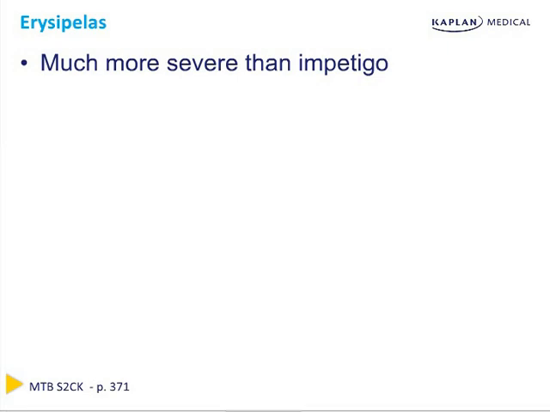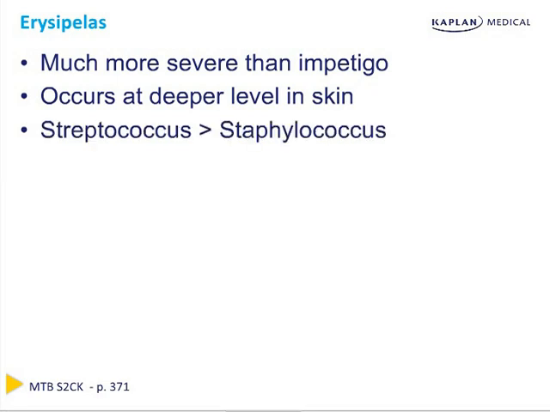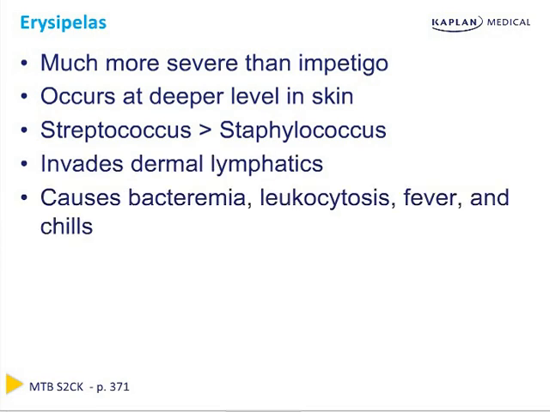Erysipelas is deeper. It's into the dermis and the epidermis. It's more severe because it's deeper. It goes into that dermis. Now, it's still streptococci and staphylococci, but erysipelas is particularly more streptococcus. The streptococcus on the skin is strep pyogenes, group A beta hemolytic strep. That's what causes erysipelas. It invades those dermal lymphatics and it can cause bacteremia. It can cause a high white count or leukocytosis, a fever, and chills. It's a pretty severe thing. It's bad, and that's why it can be fatal if untreated.